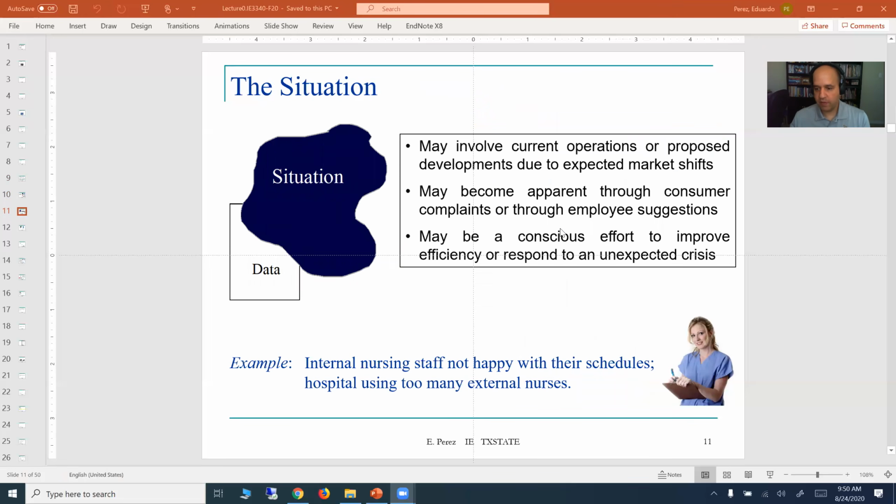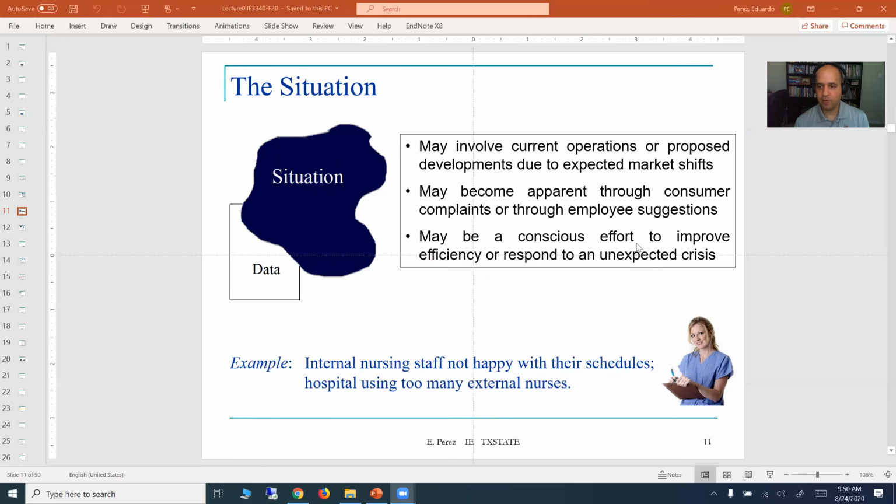Okay, so we start with the situation here. It may involve current operations or a proposed development due to expected market shifts. Maybe something is happening, like for instance coronavirus, which changed the way demand is affecting many different industries. So that's the situation. There's a current shift in the operation, a current shift in demand. So how can we improve our operation based on that?